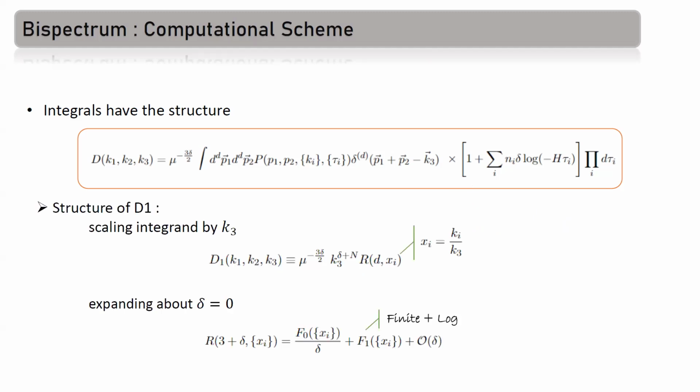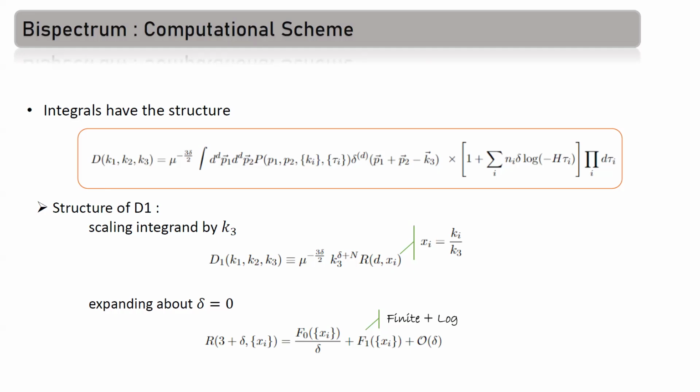Now, to evaluate D1, what we do is scale this entire integrand by k3. This just makes the computation simpler. If we do that, we see that there's a k3 to the power of delta because these are delta dimensional integrals. N is some integer. And you get, after performing the time and momentum integrals, some function of scaled energies and dimension. Now this may or may not have a divergence. If the diagram has a divergence, you expand about delta equals 0 and you end up with this expression.